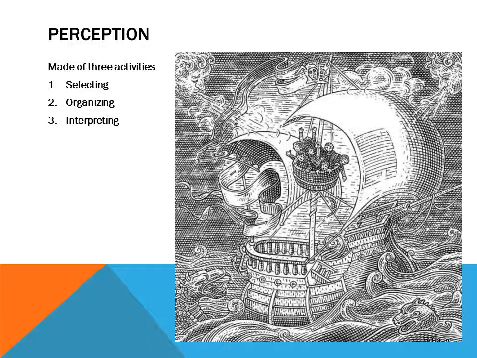Perception is created from three activities. Most people think of it just as one thing. It's my perspective or my point of view. But by looking at the three parts, we can learn to understand our perspectives and to more effectively understand the perspective of others. The first part of perception is selecting.